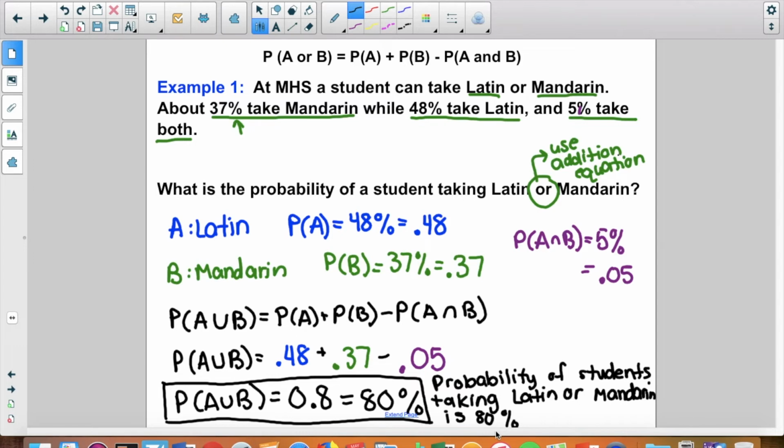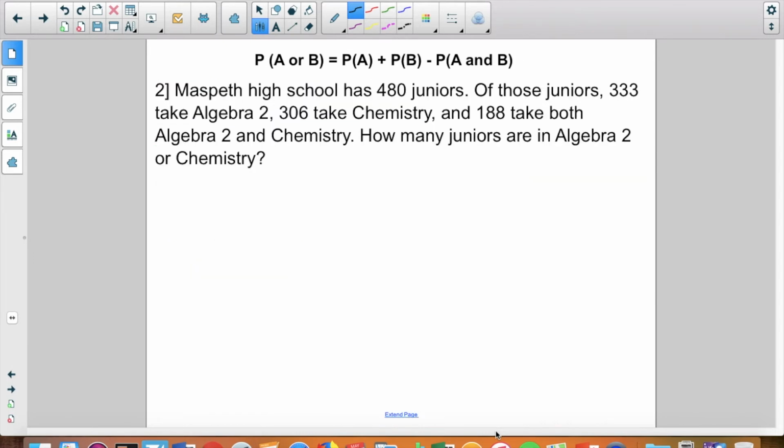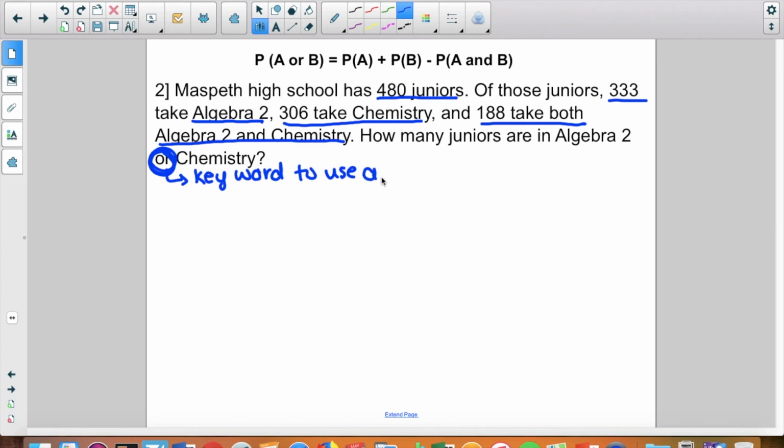Okay, so moving on to example 2. It says that Maspeth High School has 480 juniors. Of those juniors, 333 take Algebra 2, 306 take Chemistry, and 188 take both Algebra 2 and Chemistry. How many juniors are in Algebra 2 or Chemistry? So OR is our key word here. So it's the key word to use the addition equation.